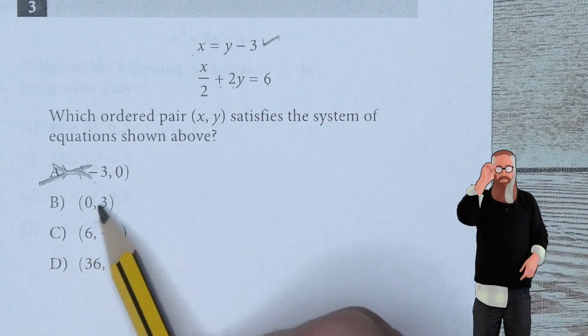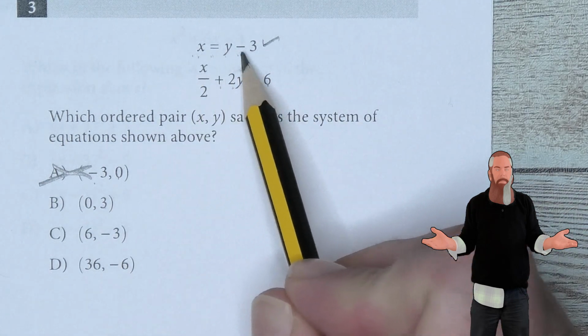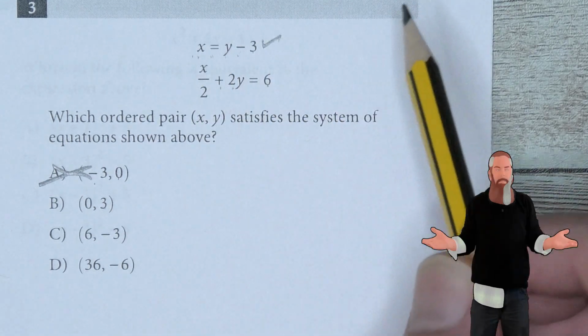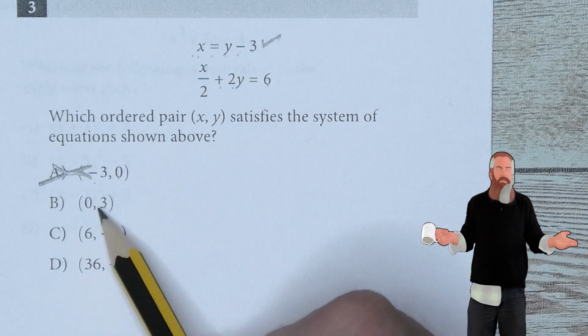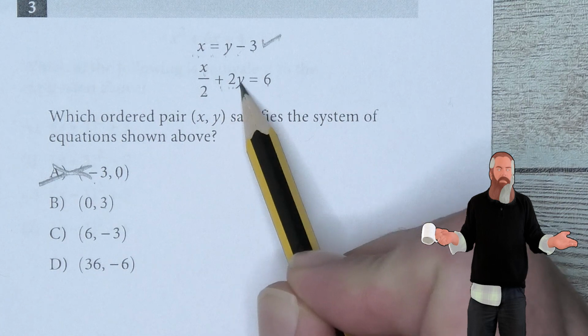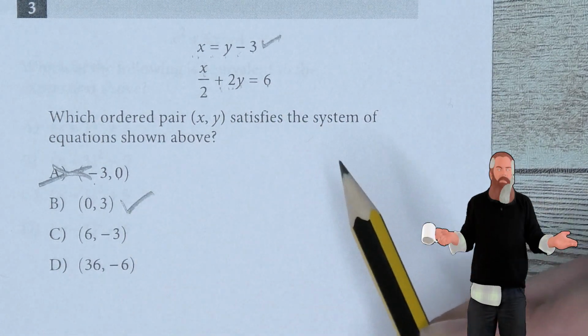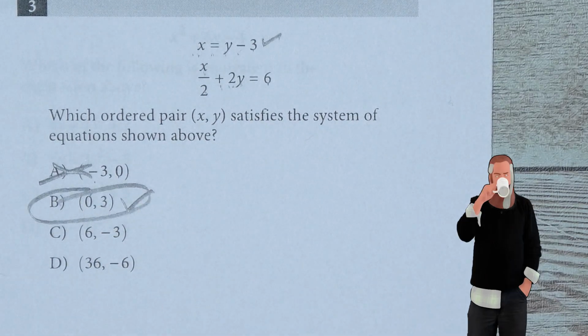How about B? When x is 0 and y is 3, then I would have 0 is equal to 3 minus 3, which is 0, so yes, it works. When x is 0 and y is 3, 0 over 2 is 0 plus 2 times 3 is 6, which is equal to 6, which means B is the answer, so we circle it.